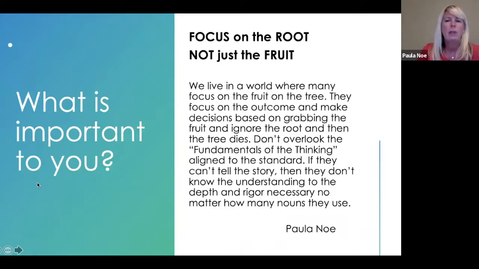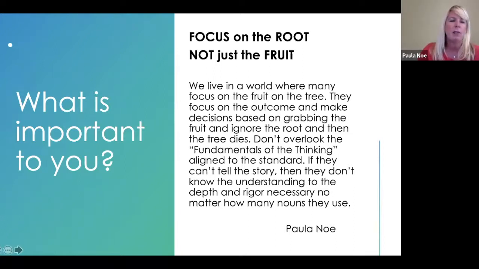We live in a world where many focus on the fruit on the tree. They focus on the outcome and make decisions based on grabbing the fruit and ignoring the root, and then the tree dies. Don't overlook the fundamentals of the thinking that's aligned to the standard. If they can't tell you the story, then they don't know the understanding to the depth and rigor necessary, no matter how many nouns they use.